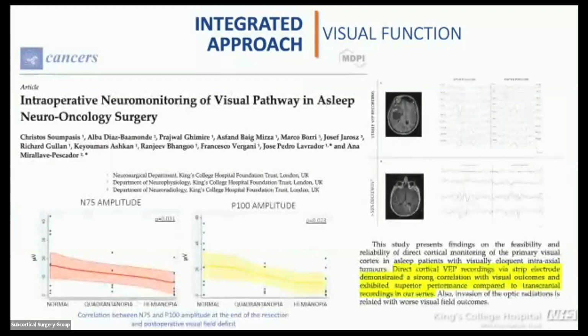This agrees with a recent paper, currently under publication, that we did on visual evoked potentials, where we see exactly that. The direct cortical recordings are much more accurate than the transcranial recordings, and the drop of the amplitude, even a 40% drop, is related statistically with a postoperative deficit. This is not the case for the latencies.